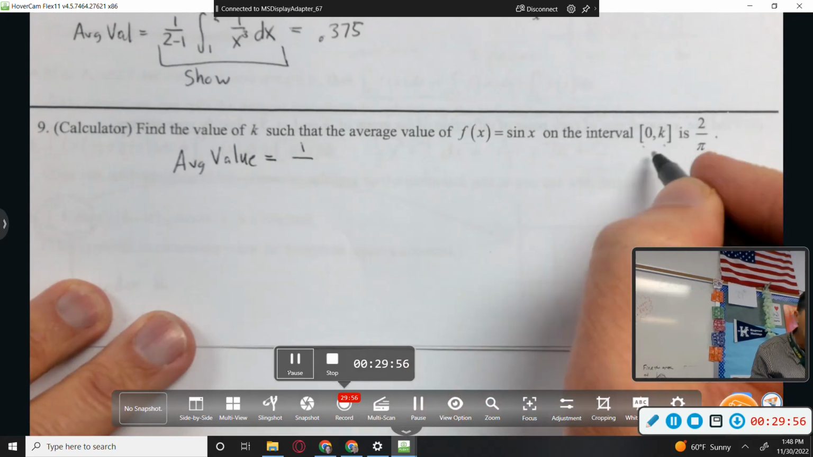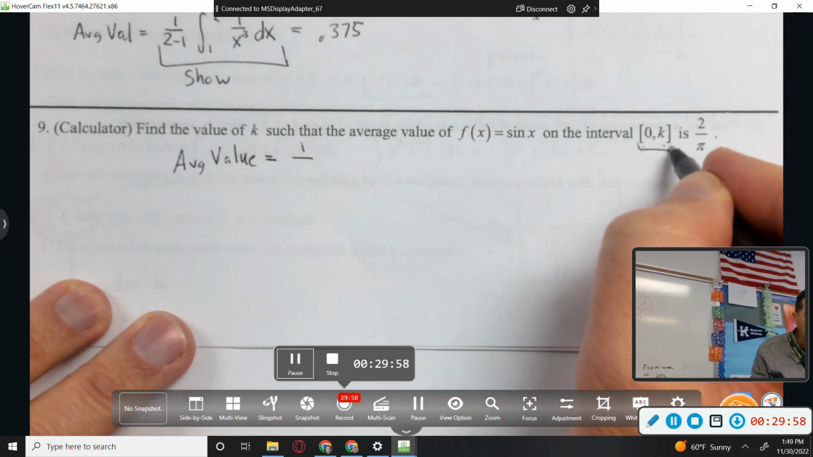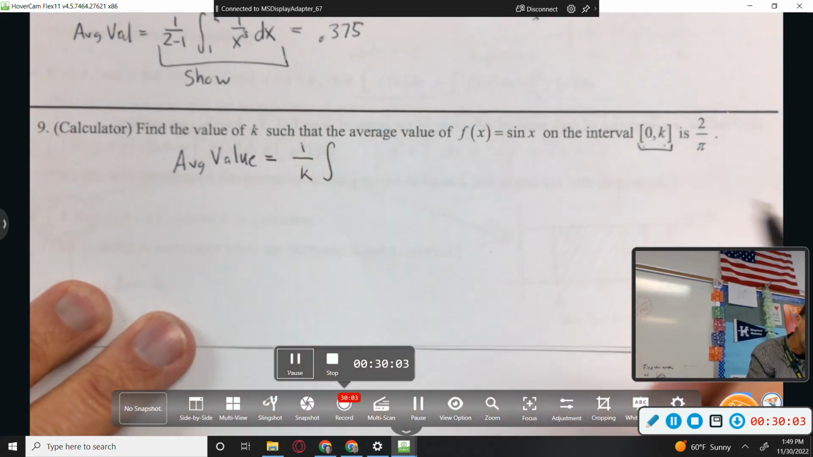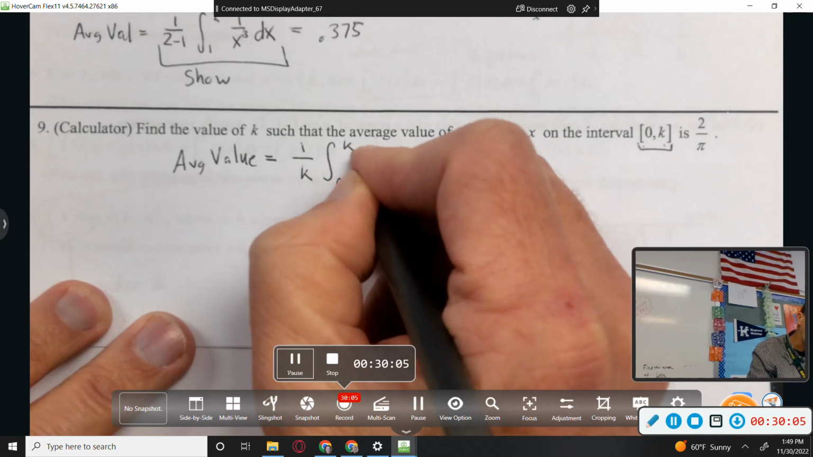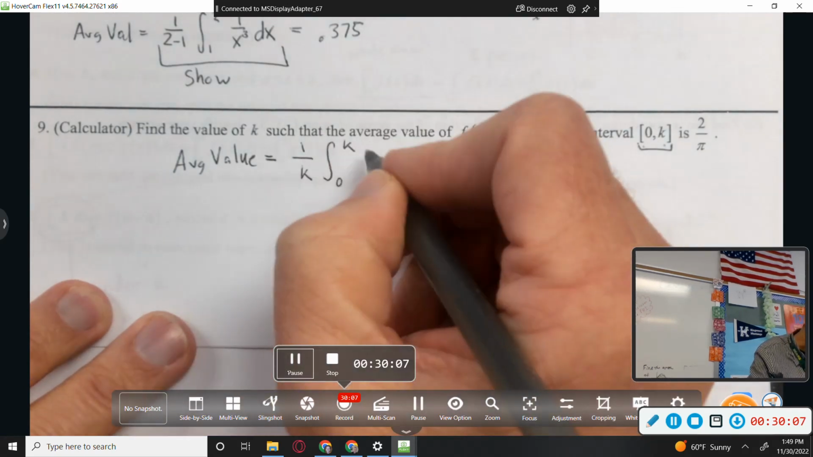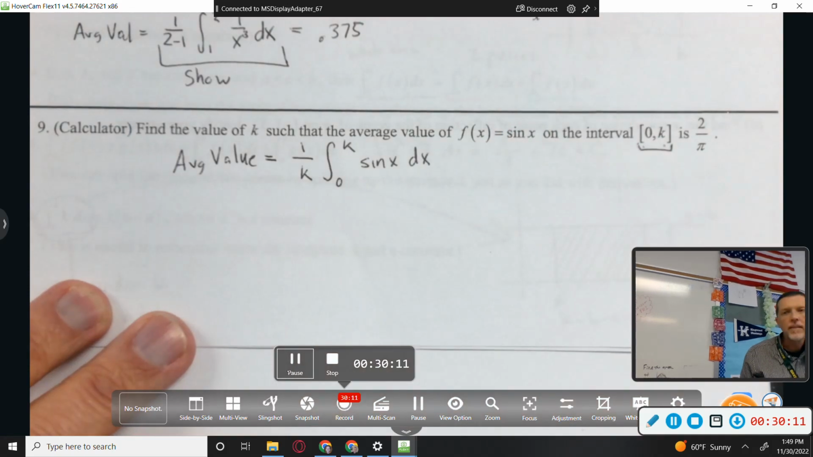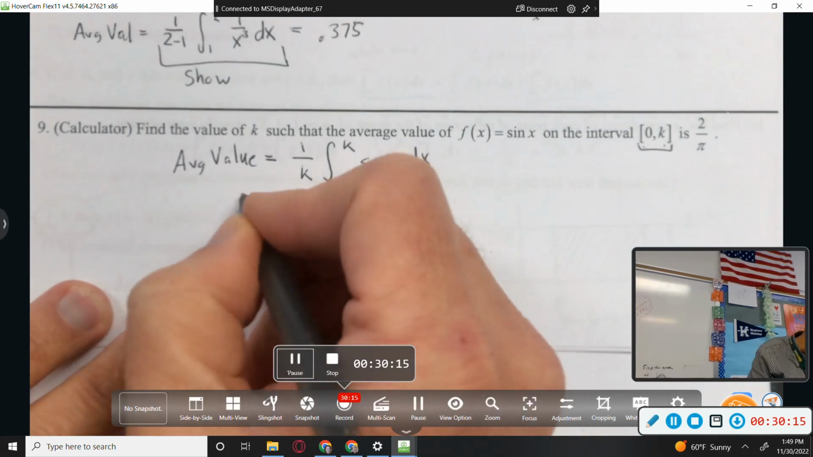Well, we don't know, but we can express it in terms of k. K minus 0. Yep, 1 over k, integral from 0 to k, sine of x dx, equals 2 over pi. Oh, so they're telling me the answer.